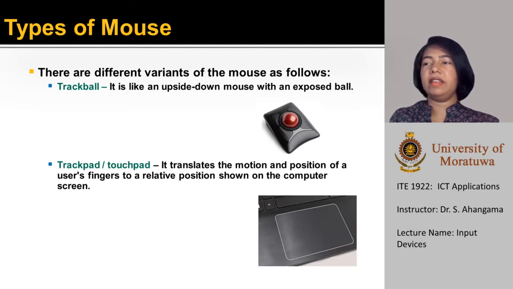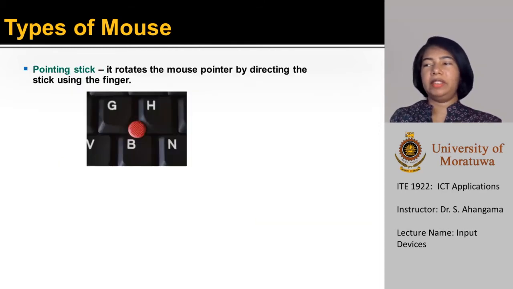Then the next one is trackpad or touchpad. It translates the motion and the position of a user's finger to a relative position shown on the computer monitor. Pointing stick. It moves the mouse pointer by directing the stick using the finger. In this image, you can see the red dot, which is the pointing stick of a laptop. These devices are used in laptop computers and personal digital assistants too.